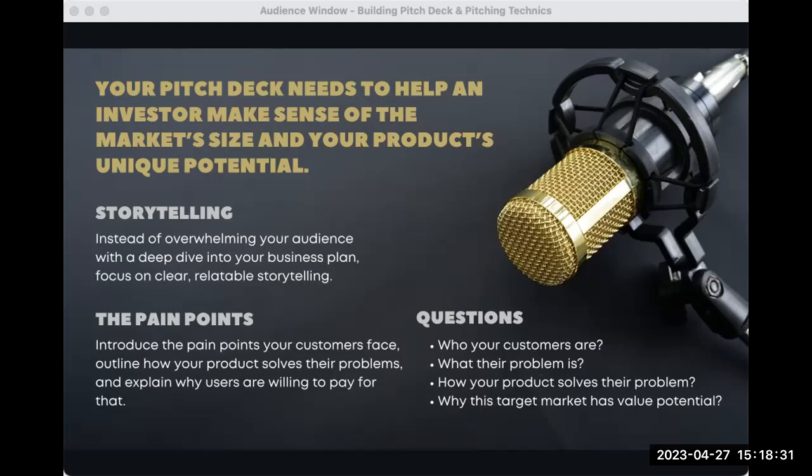So it's also very important to answer some fundamental questions that investors may have, such as who your customers are, what their problem is, how your product solves their problem, and why this target market has potential, right? So make sure you have a clear understanding of your target market, what they need and how your product addresses those needs.